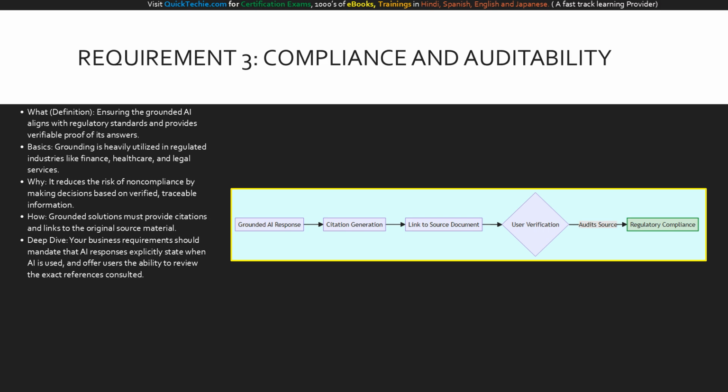This is where human oversight comes in, the user verification node. By allowing the human to easily click and read the source document, we maintain a human-in-the-loop architecture. Ultimately, this seamless chain of evidence leads directly to regulatory compliance. When auditors ask how an AI made a decision, this workflow provides the exact document and paragraph used.